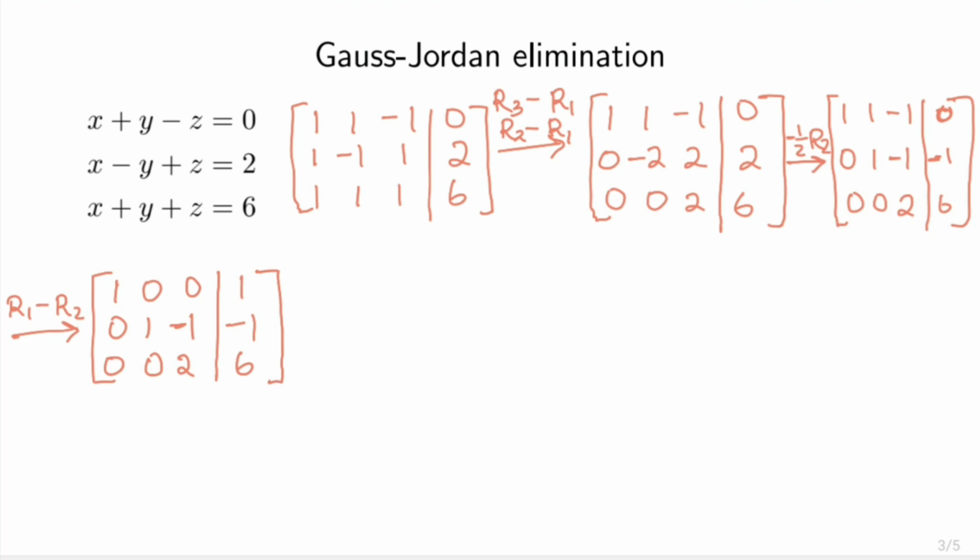Now we move to the next row and we find the leading entry in that row is 2. We don't want it to be 2. We want it to be 1. So we have to divide through by 2. Let's do that. Dividing through by 2, so basically we want half of row 3. So row 1 remains the same. Then row 2, 0, 1, minus 1, minus 1. And then row 3 divided by 2, we get 0, 0, 1, 3.